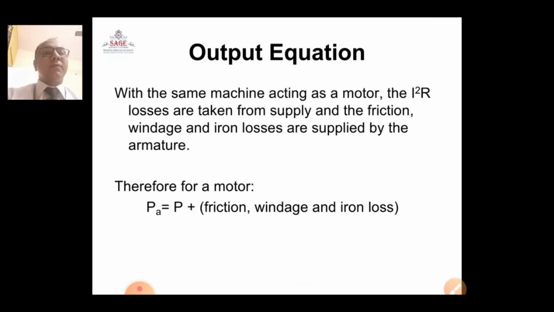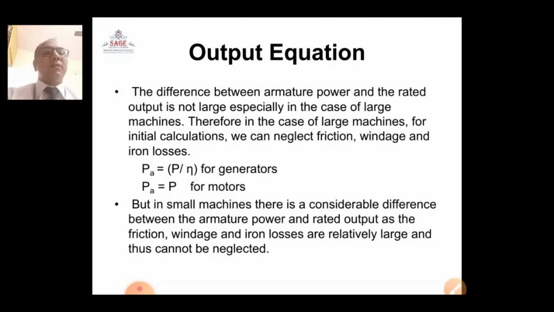And from a similar analogy, the armature power for the motor is output power plus friction, windage and iron loss. For large machines, generally these friction and windage losses can be neglected, and the armature power for a generator is equal to output power divided by efficiency, and for a motor the output power can be considered equal to the armature power. But in small machines there is a considerable difference between the armature power and rated output, as the friction and windage losses are relatively large and thus cannot be neglected. So this was the additional important note on the output equation.